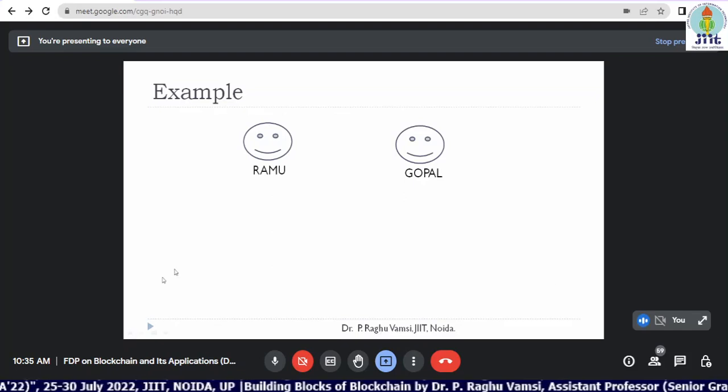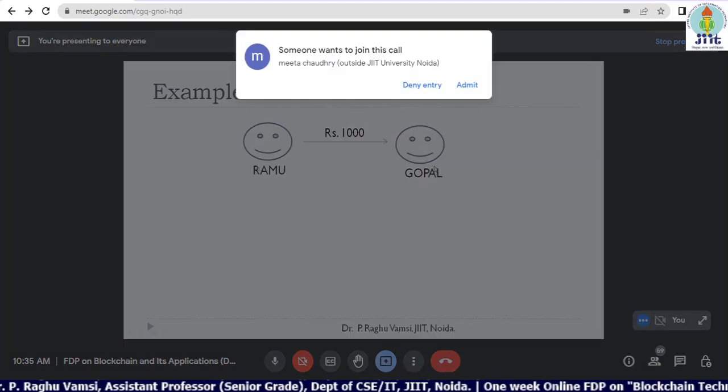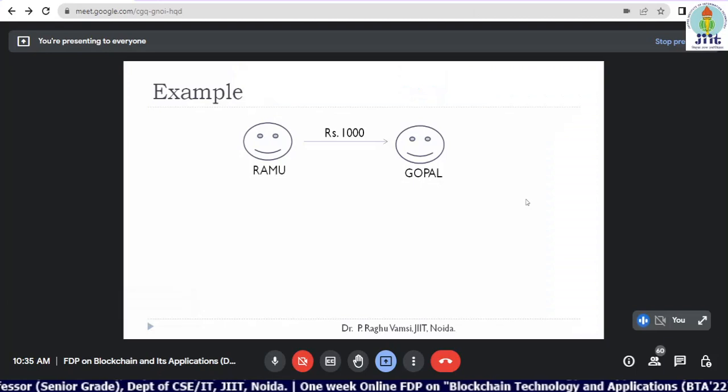Here there are two entities, Ramu and Gopal. Now Ramu is going to provide rupees 1,000 to Gopal. So Ramu and Gopal are two business people. They used to exchange the goods, and they used to exchange financial transactions. So in this process, Ramu has provided rupees 1,000 to Gopal.